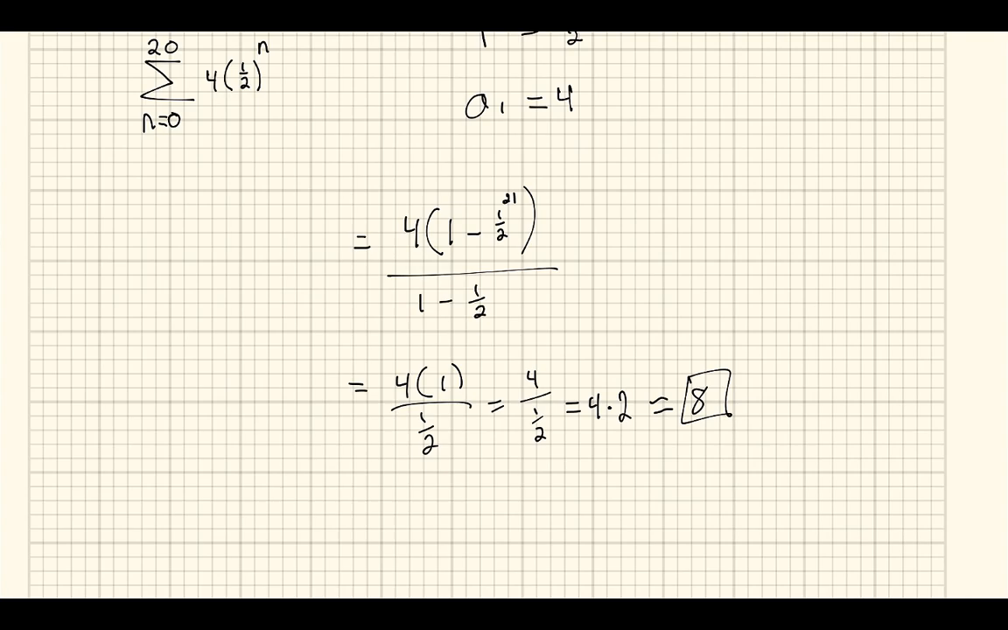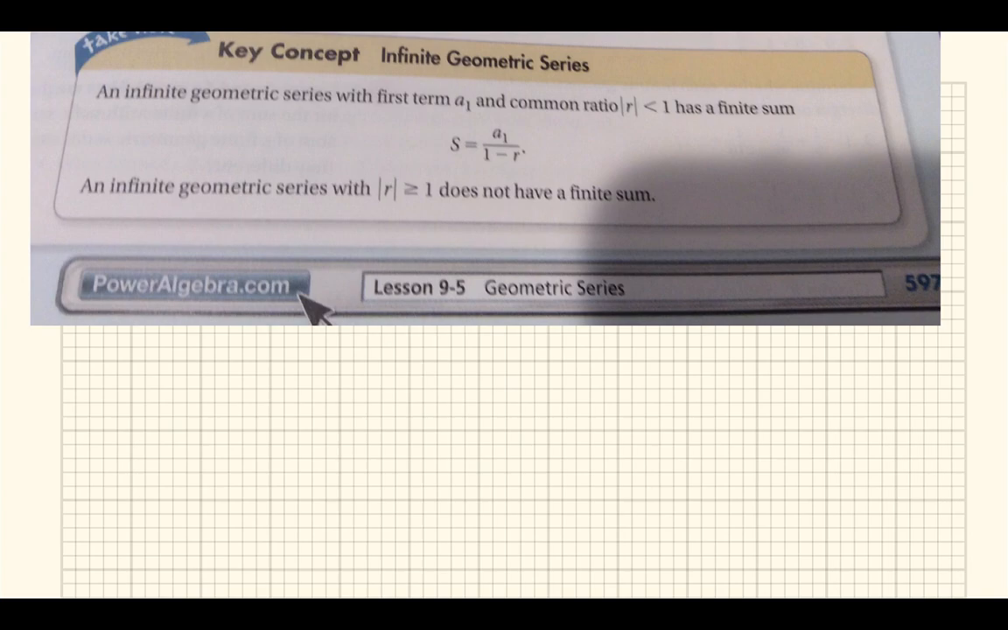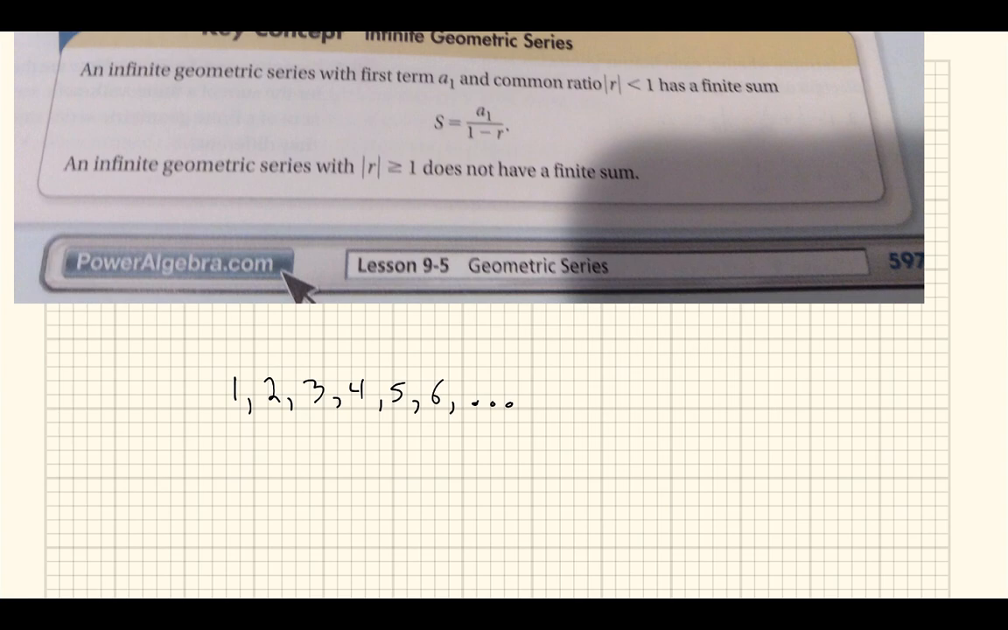So let's talk about an infinite geometric series. This is a little bit tricky to wrap our minds around, because we're finding the sum of an infinite amount of numbers. So you might be tempted to think, if I'm continually adding a number, isn't that going to just be infinity? For example, if I take the sum of this arithmetic sequence, 1, 2, 3, 4, 5, 6, and so on, all the way to infinity.